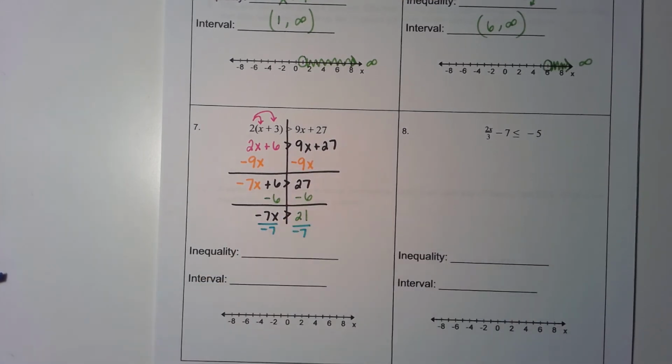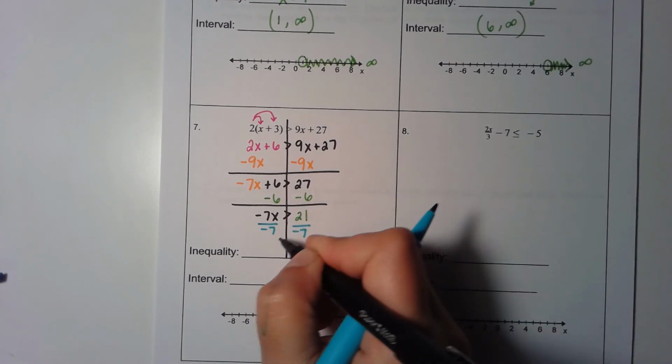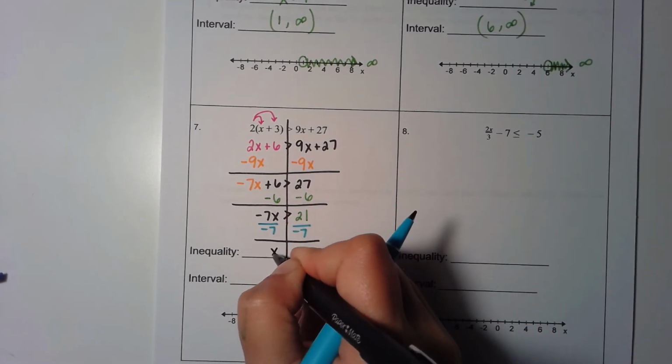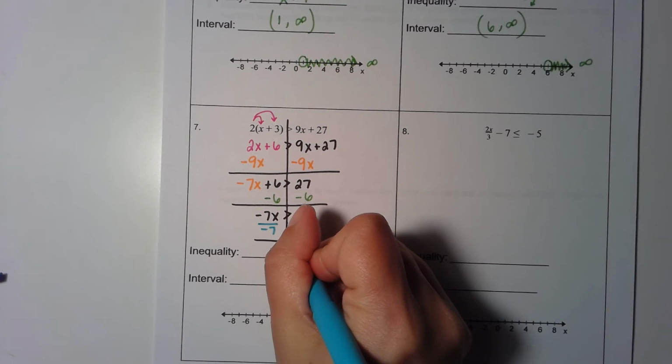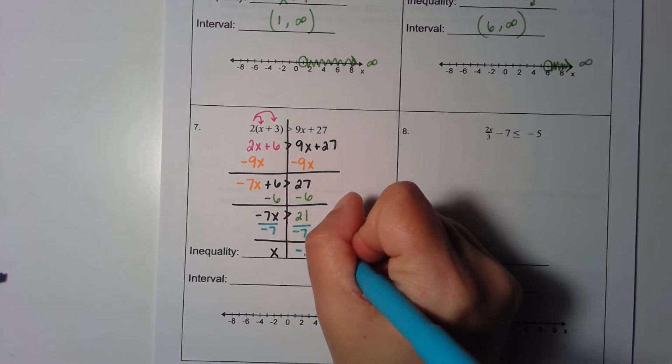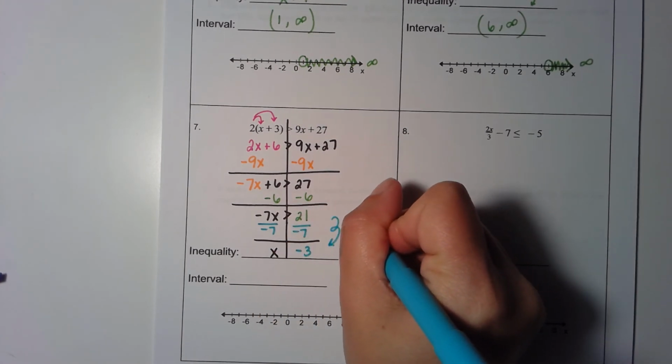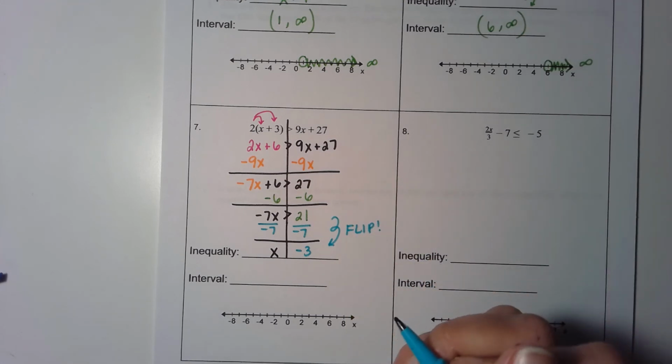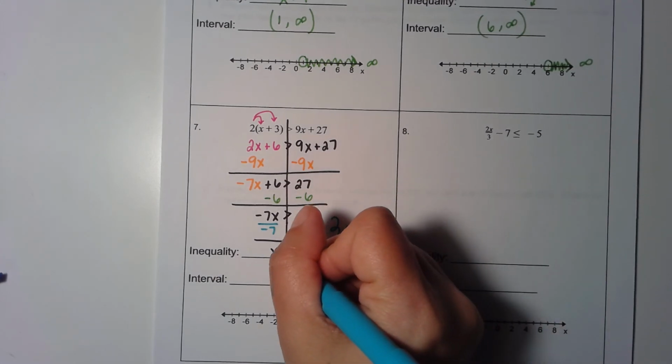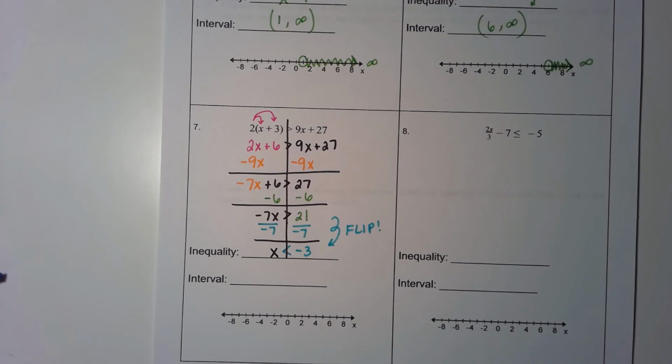Now, in this case, I am dividing, and I'm dividing by a negative number. So I would get x and -3, and I'm going to flip the symbol because when you divide by a negative number, you need to flip the symbol. So my solution is x is less than -3.